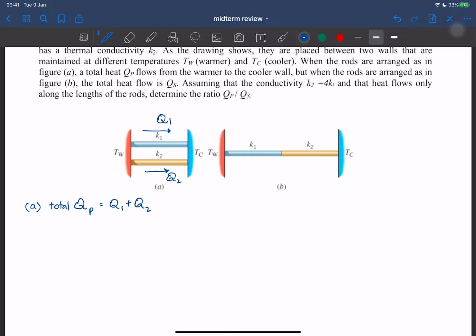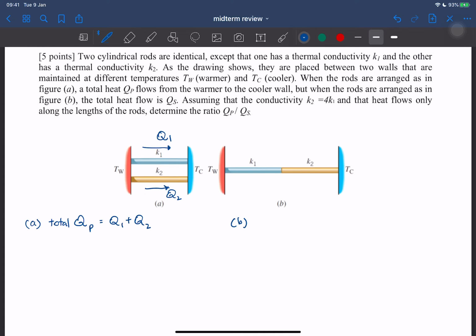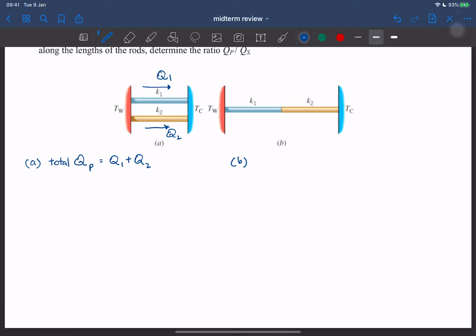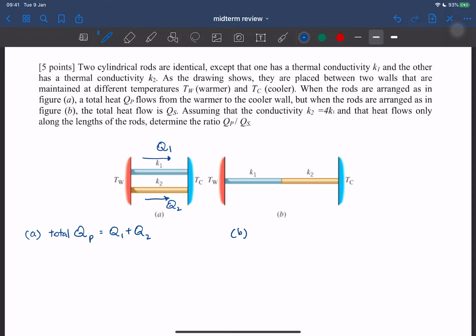Okay, so what is Q1 and what is Q2? We're going to come back to that later. But now let's go to the next arrangement. For this one, K1 and K2, different materials, are arranged in what we call a series connection, right? And think about this like traffic, right? If you have two roads, different colors might mean different kinds of surface. Well, all the heat flowing through K1 will be what flows into K2.